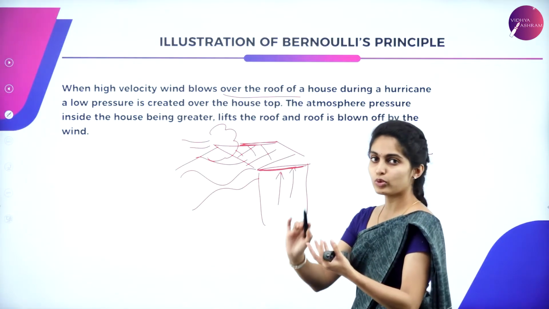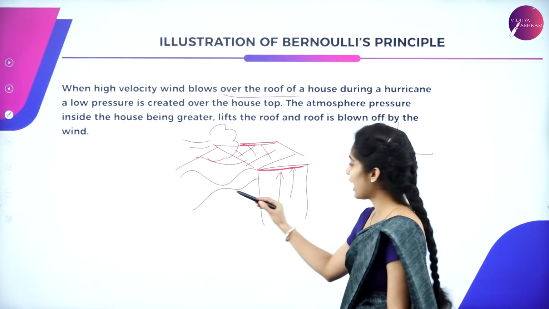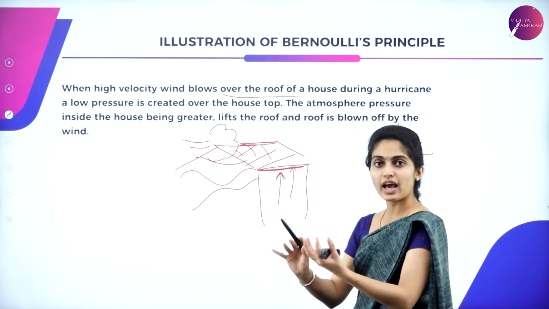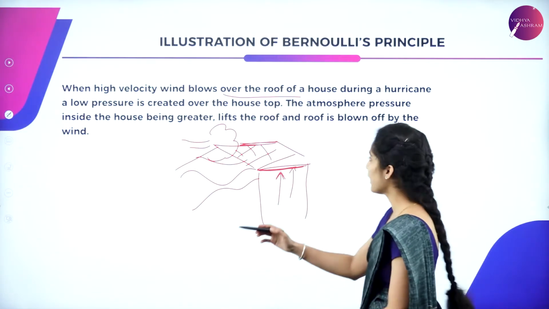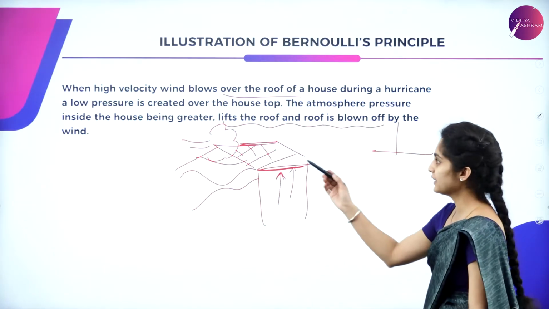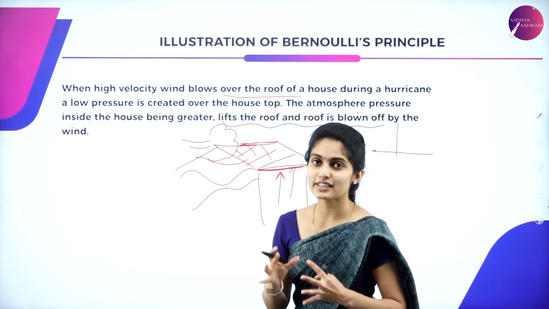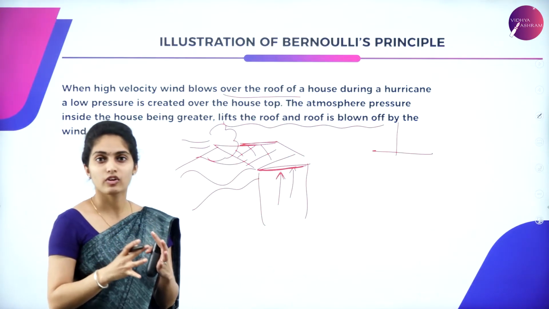So whenever the wind blows, since at the top layer the pressure is very low and here the pressure is high, what happens? The blowing wind lifts the roof and the roof is blown off by the wind. That is an illustration for you to understand clearly what is meant by Bernoulli's Principle.